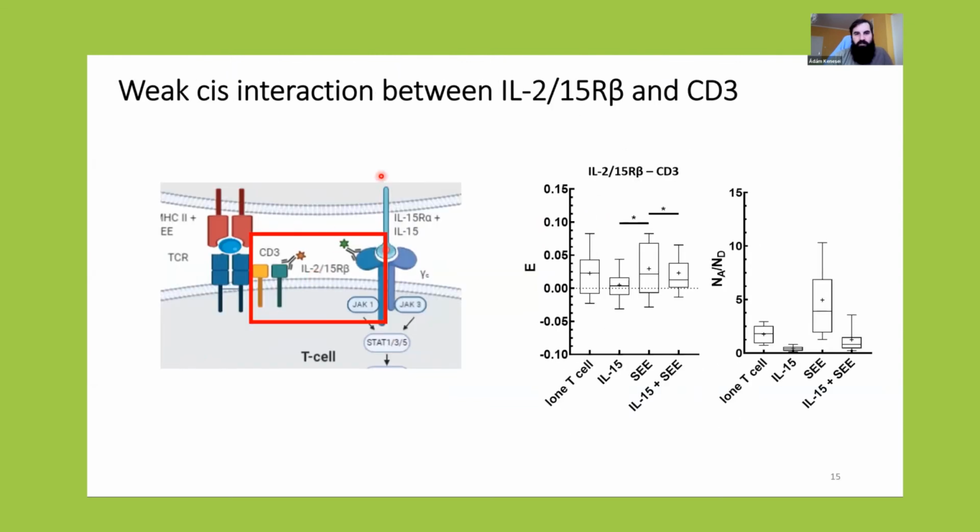The other cis interaction was measured between the beta subunit and the CD3 on the T cell. Here, very low transfer efficiencies can be seen. So there is no connection between these two subunits.